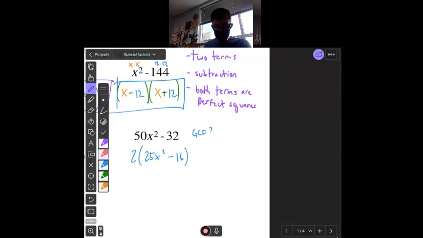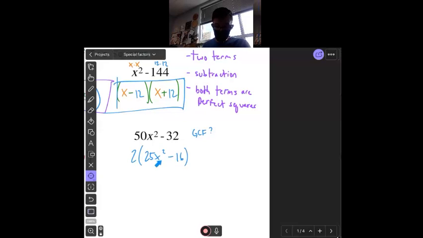We look inside and say, do they have anything in common? No. Do I have any higher exponents? Yes. So I need to think about how I can do this. Can I do grouping? No. We could do the AC method, but I'm going to try something different because this is only 2 terms.